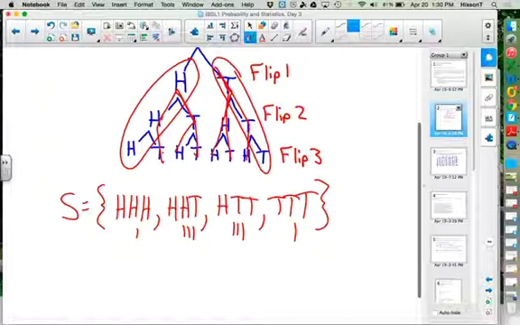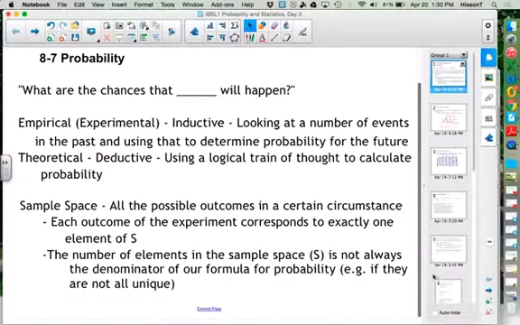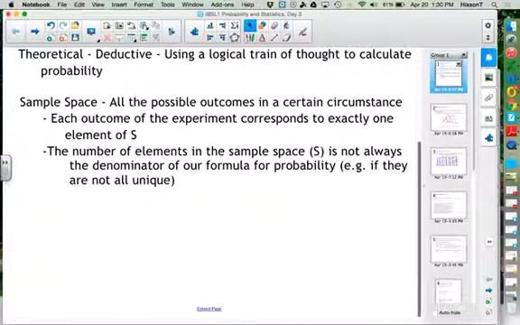With these, the order doesn't matter. There may be occasions, we're going to see one later, where the order does matter, but in this case the order doesn't matter. So it's a combination. Can you go back to the slide before? What do you need here? The number of elements in the sample space. It's not necessarily the denominator of our formula. That's the number of total possible outcomes.